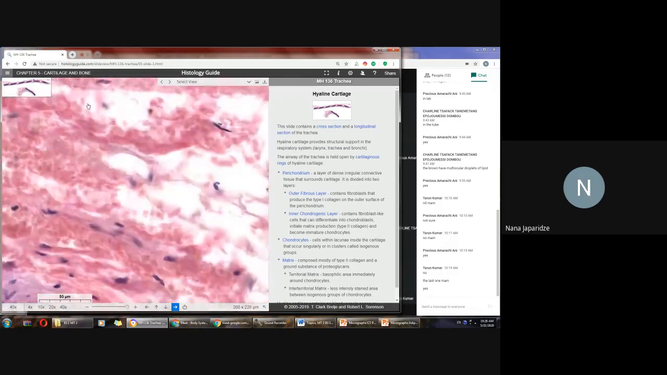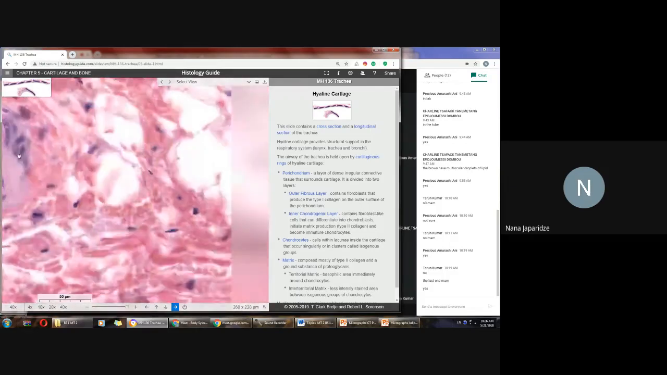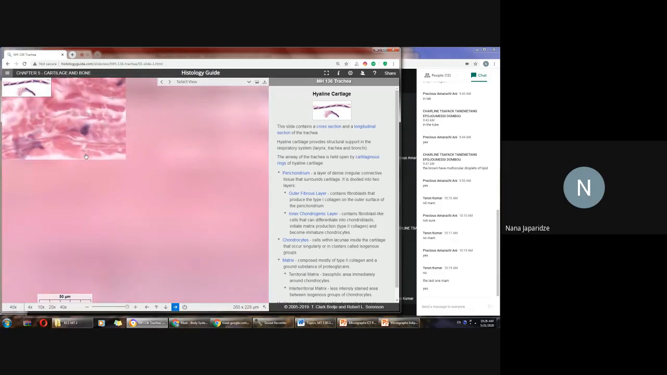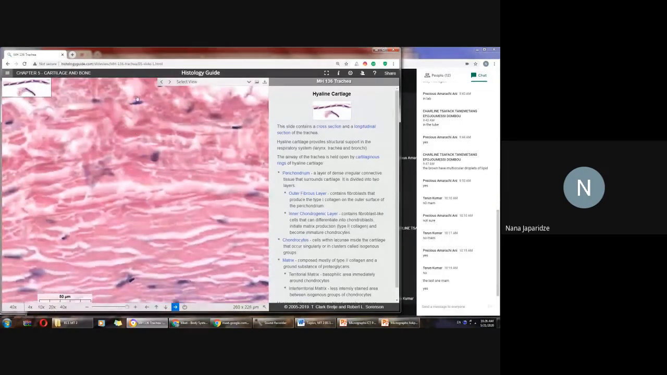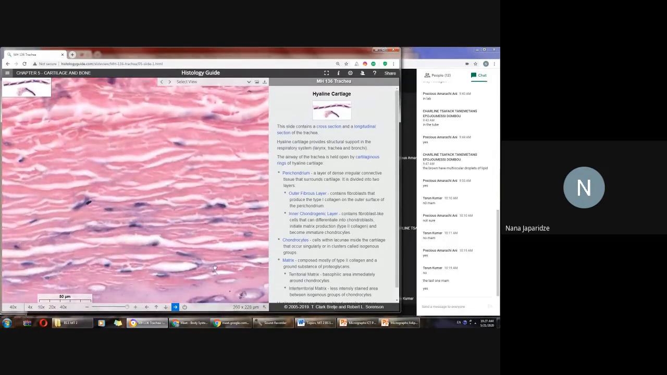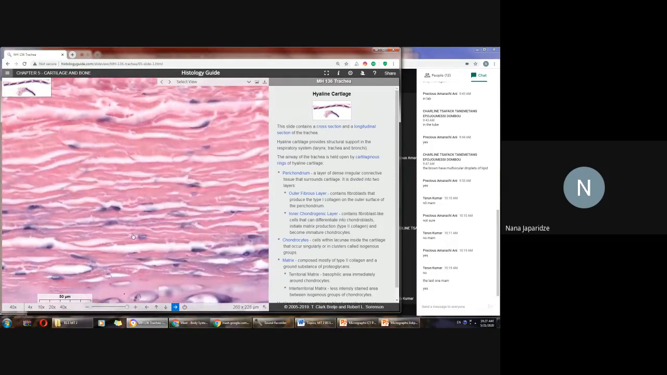And here, loose areolar connective tissue and dense connective tissue. Dense connective tissue: collagen fibers, fibroblasts. Look, this is definitely a fibroblast. This one too, this one, for example.